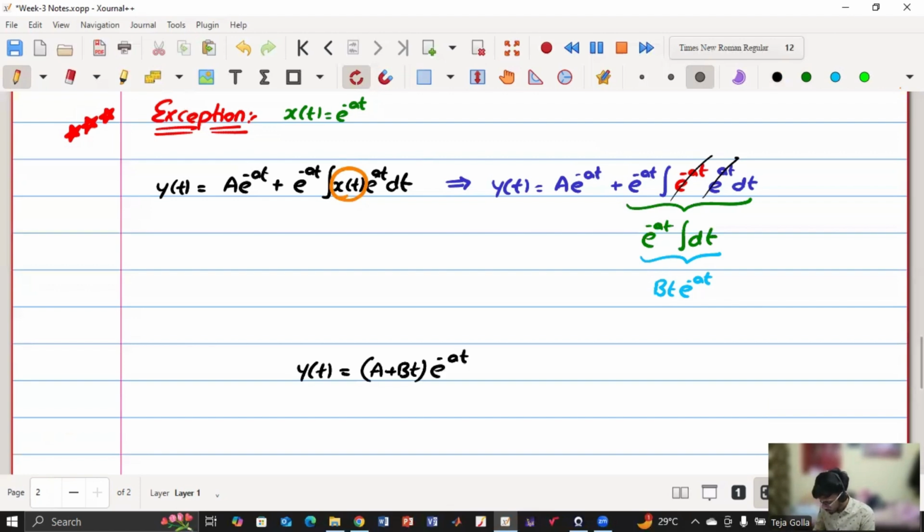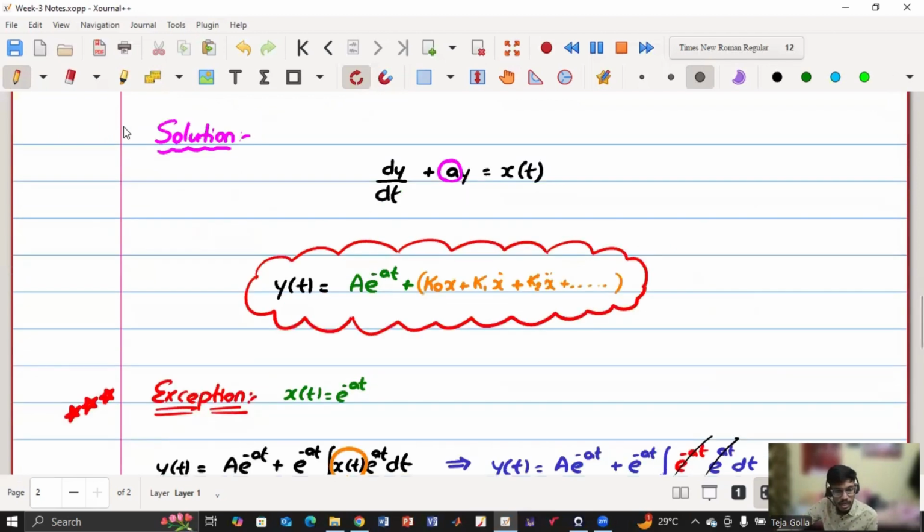So this is the only exception that you have to remember: when the input is e to the power minus 80. This is the exception because you cannot directly use the generalized solution. Only when the question falls under this case do you have to be a little bit careful. Clear, or any queries until this point? Okay, so now let us get back to this.